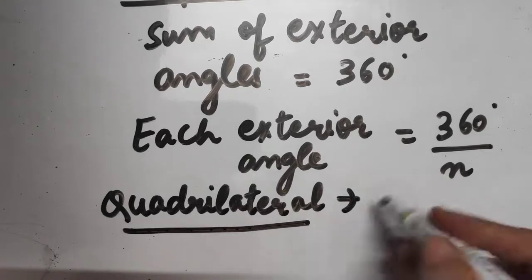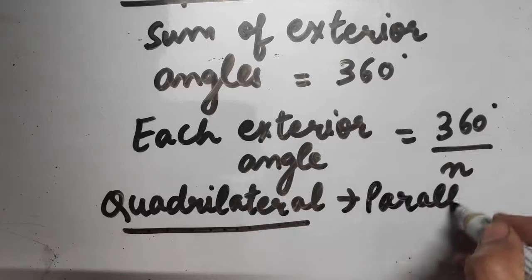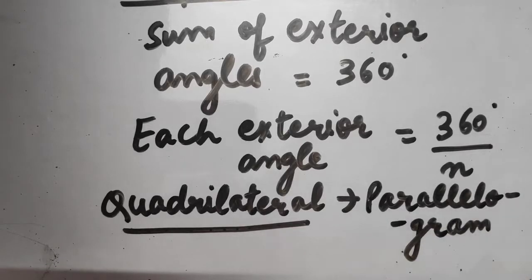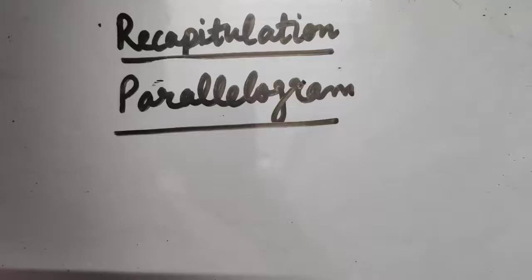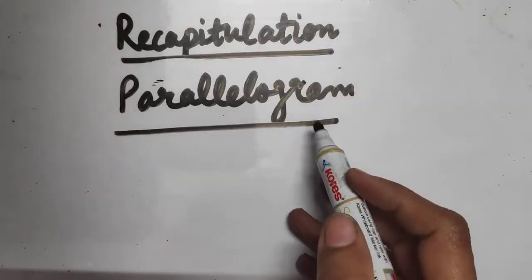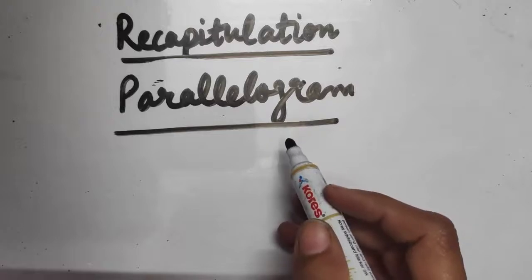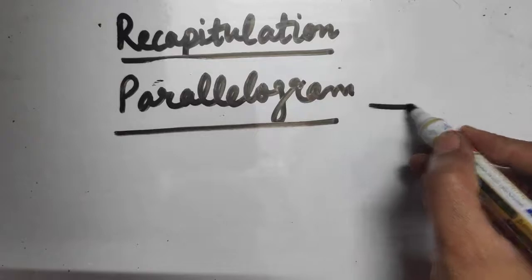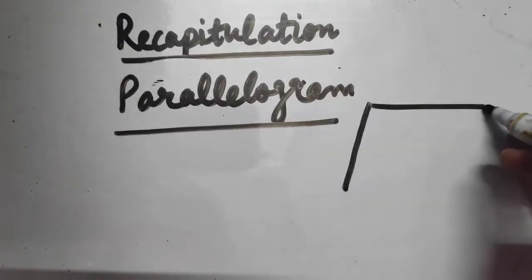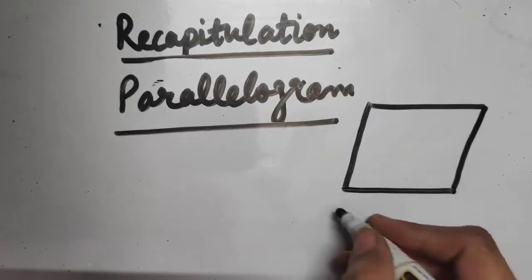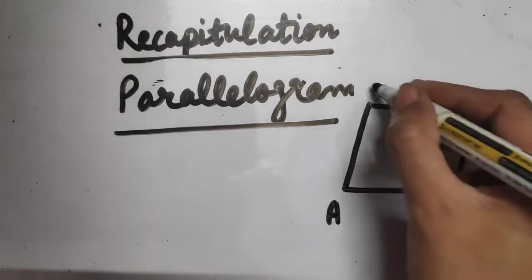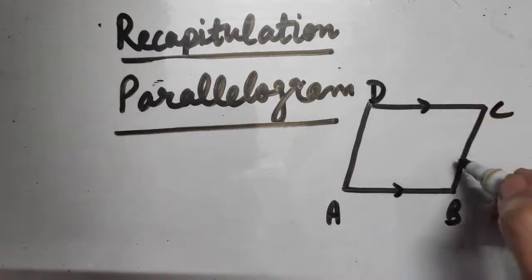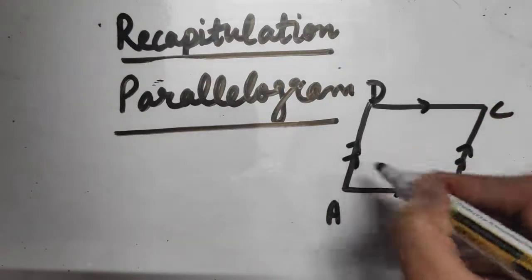Under this, we have studied about parallelogram. So what is a parallelogram? Let us see the definition of parallelogram. A quadrilateral in which both the pairs of opposite sides are parallel is called a parallelogram. This is what I am making, a parallelogram. This is A, B, C, D. Then we have studied about the properties of parallelogram. These two sides are parallel and these two sides are parallel.